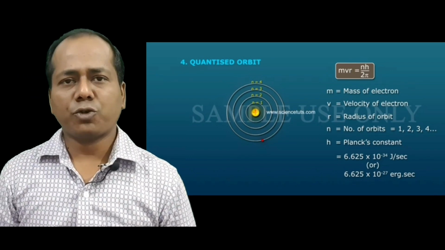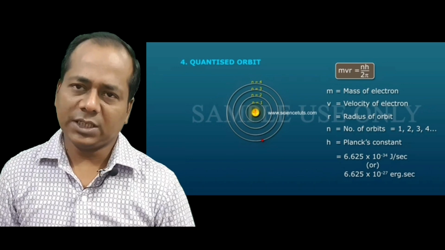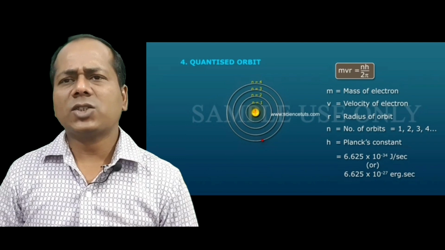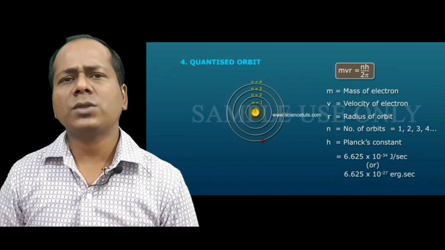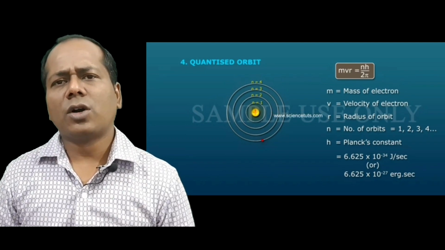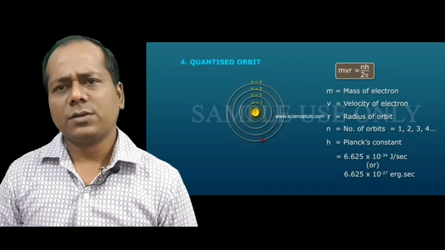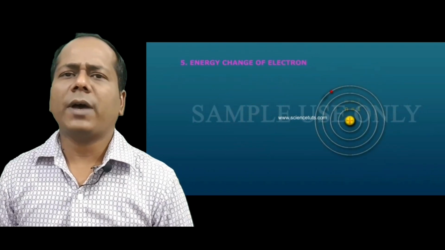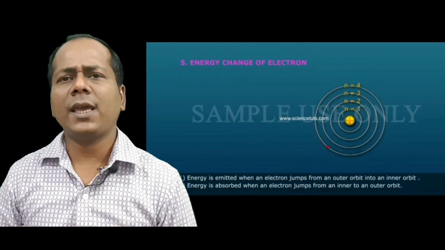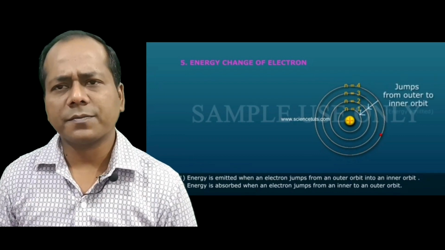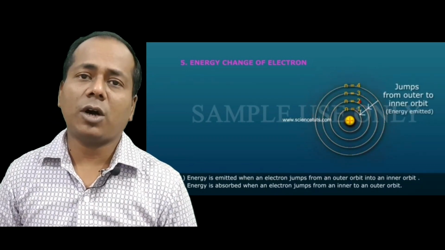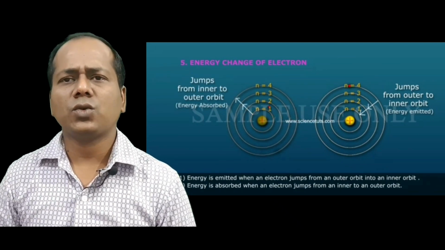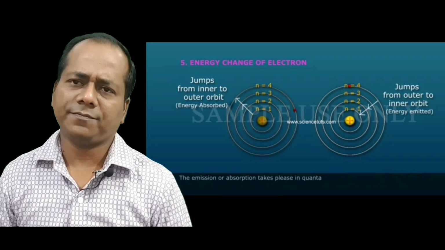Now, postulate number 3, postulate of energy emission. While moving in any of the fixed circular orbits, electrons neither emit nor absorb any energy. Therefore, in each of these orbits, the energy of an electron remains the same, or stationary. Energy is absorbed or emitted when an electron moves from one energy level to another energy level.